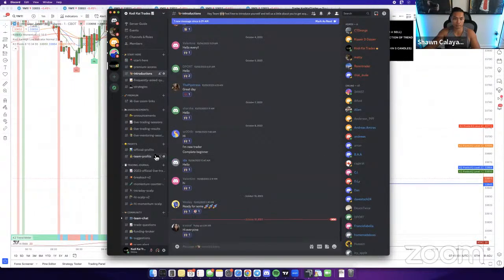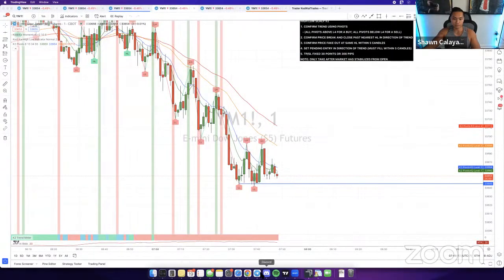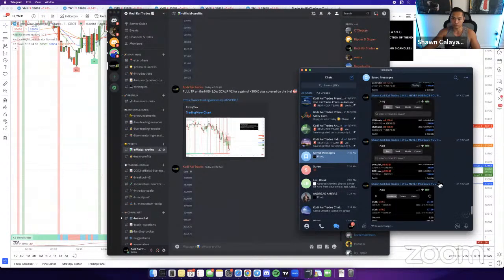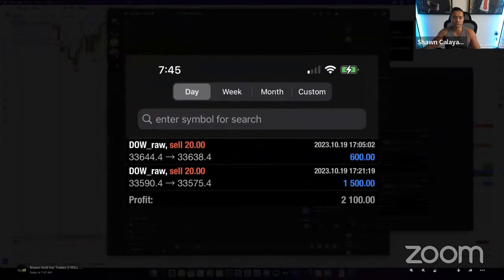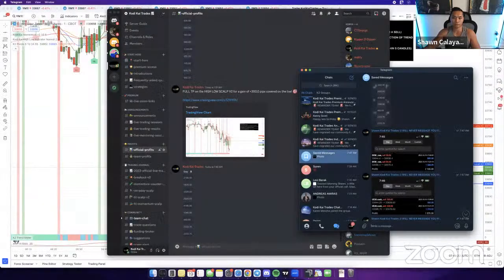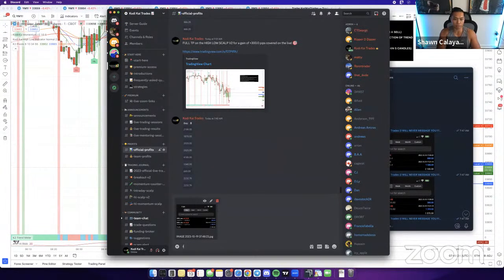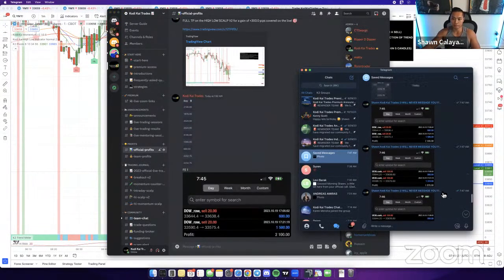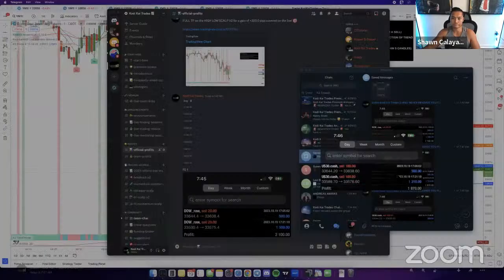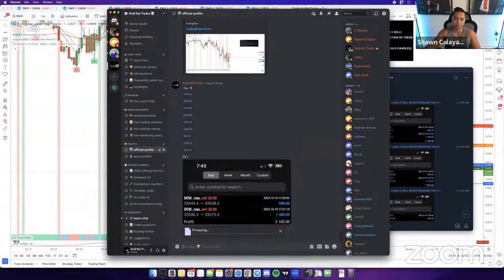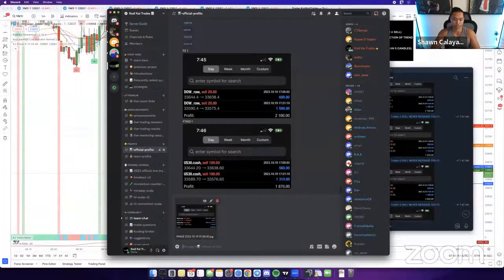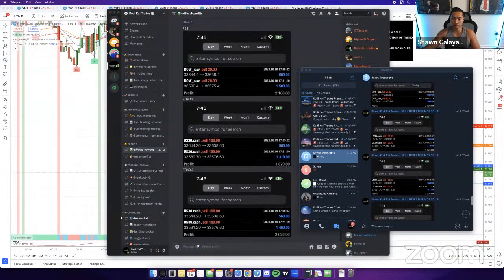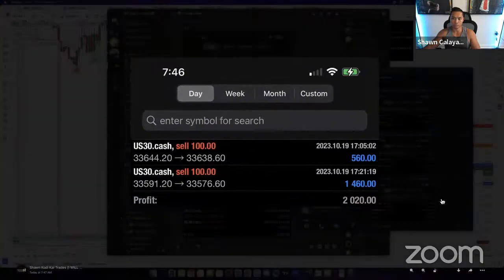Going over here to my profits, I'll put in my individual profits here. Here is my first account. This is my funded engineer account, locked in 2,100, all wins. That's funded engineer 1. Here is my FTMO locked in 1,870. Here is my second FTMO locked in 2020. Here is my third FTMO locked in 2020 as well.